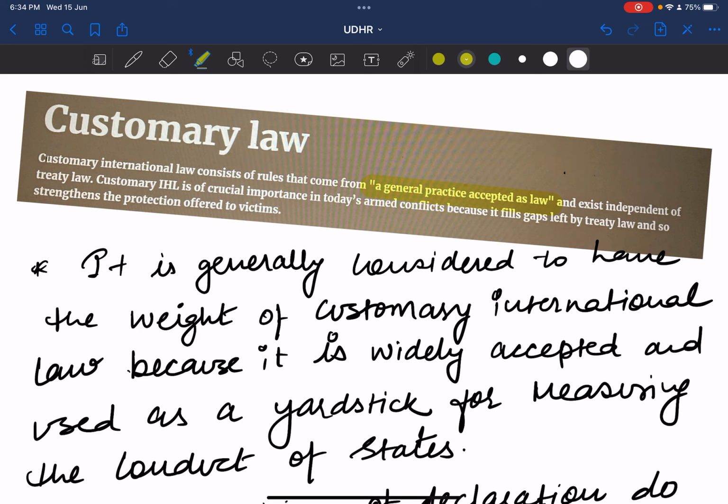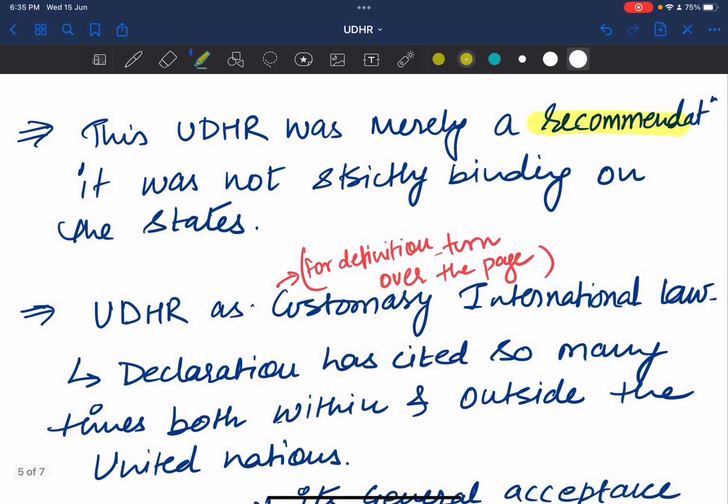Customary law is of crucial importance in today's armed conflict because it fills gaps left by treaty law and so strengthens the protection offered to victims. So that means wherever there is no treaty law, customary law would be utilized. I hope this is understood, what is customary law, which has been practiced over a period of time as a custom and eventually it becomes law.